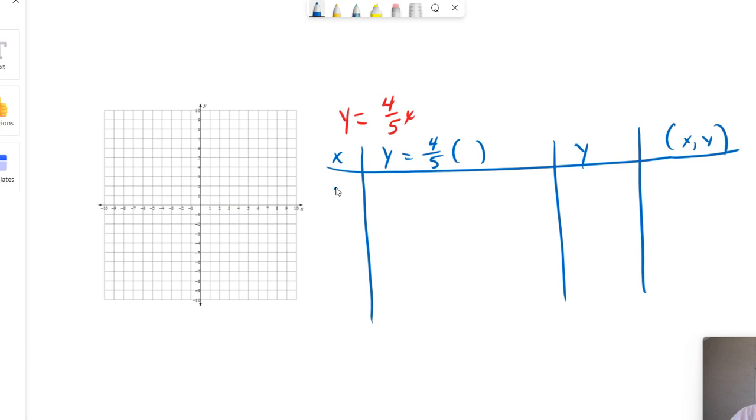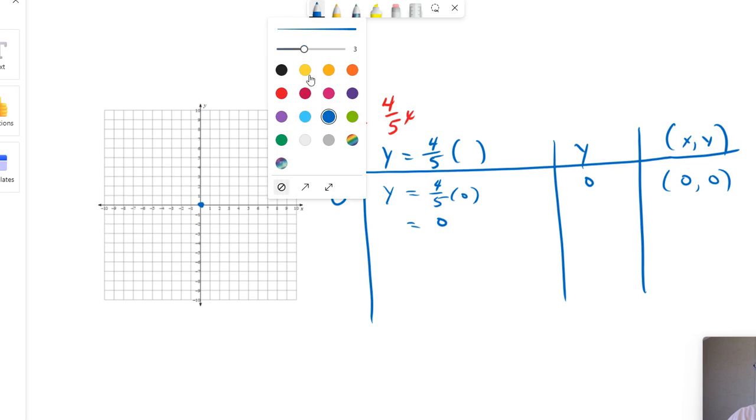So now here 0 will still be a good value. Almost every time you do one of these, 0 is a good number. So we're going to plug in 0, 4/5 times 0. That's going to give me 0. So that gives me a y of 0, so an ordered pair of 0, 0. Now, will 0, 0 always be a point? No. We'll see that in the next example.